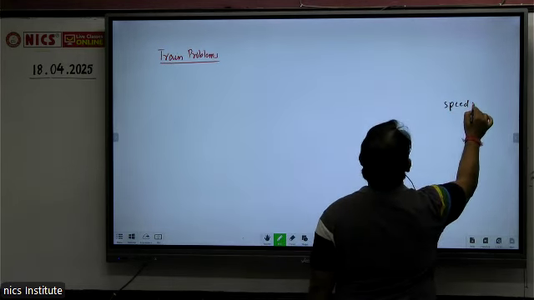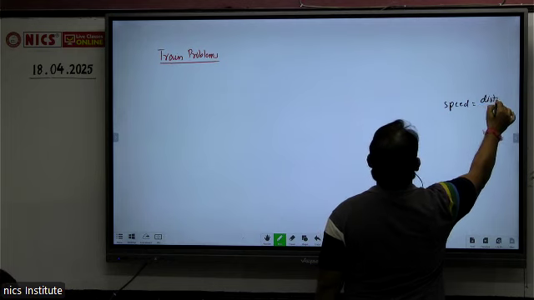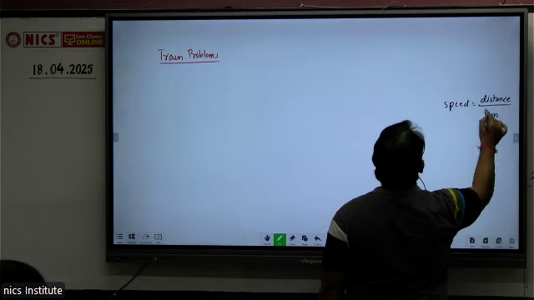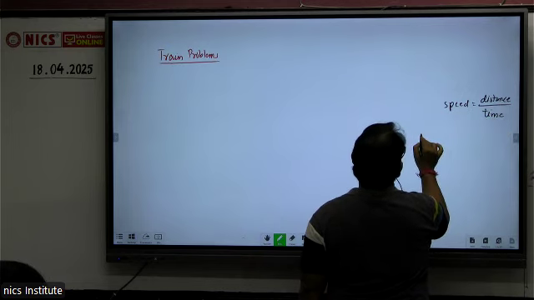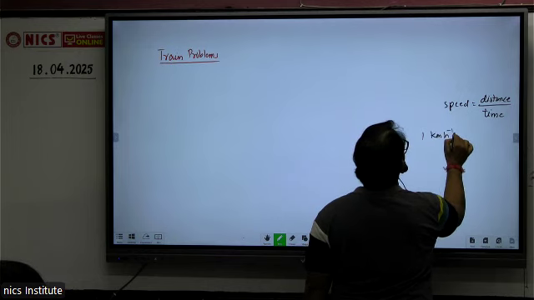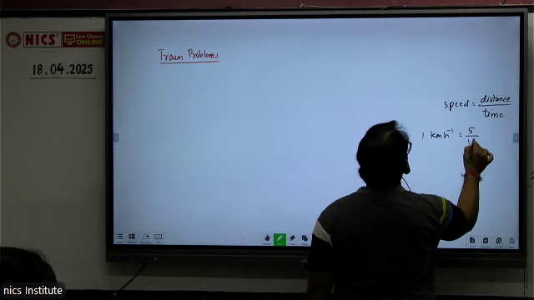Speed is always distance upon time. If you want to convert kilometer per hour into meter per second, you multiply by 5 by 18.